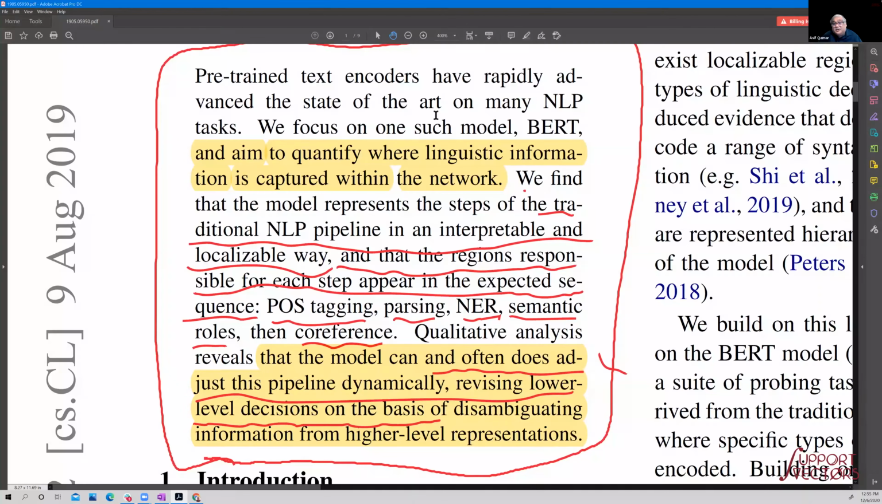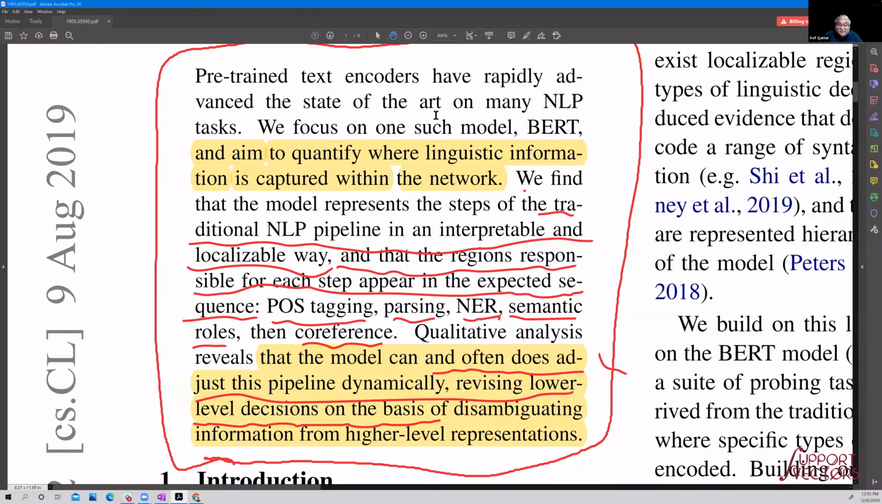In which layer, one or two layers or three layers, are involved with that? Is it localized, or is it that the entire transformer does everything collectively? Those are the questions to ask. And they say you aim to quantify where linguistic information is captured within the network. So this was a goal of their research, right? Now, what is the finding?